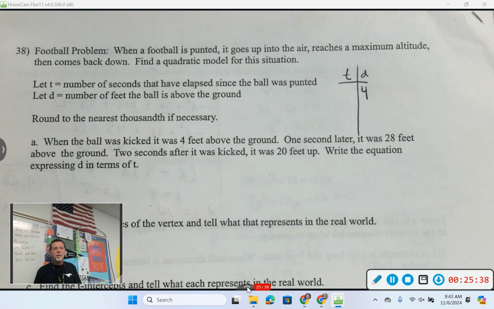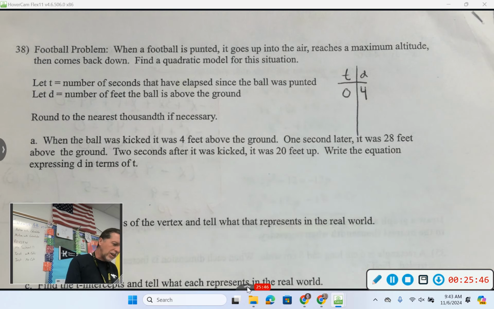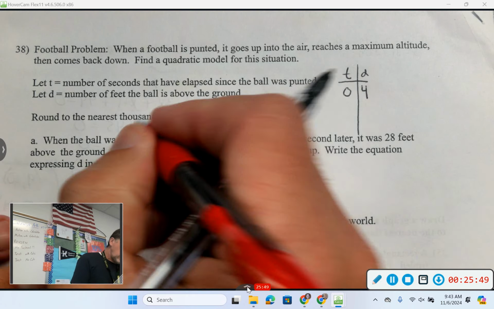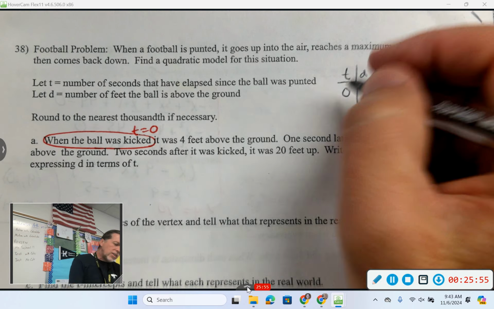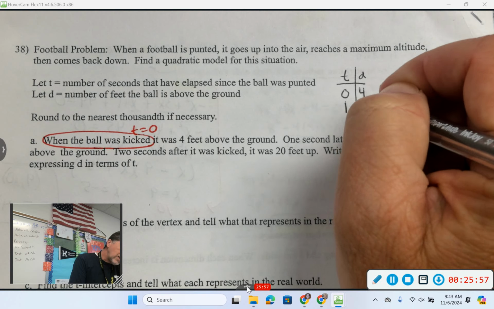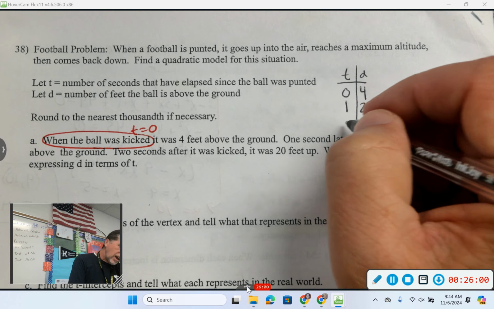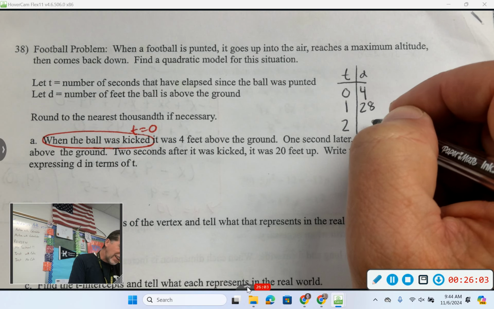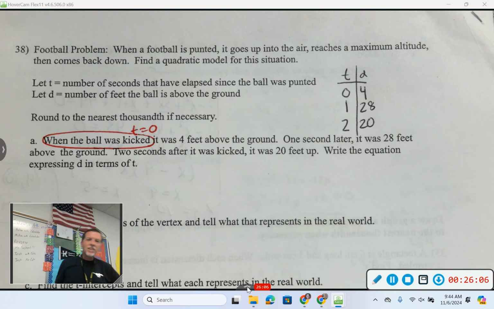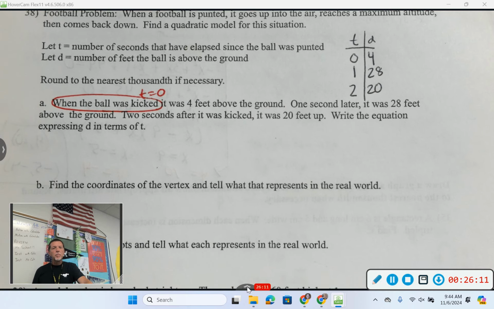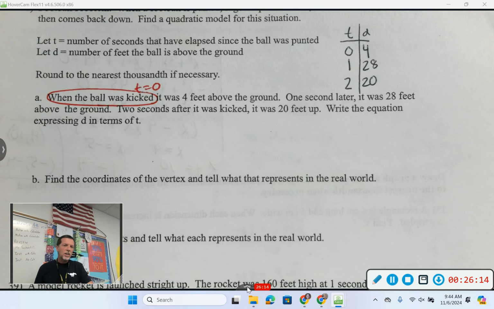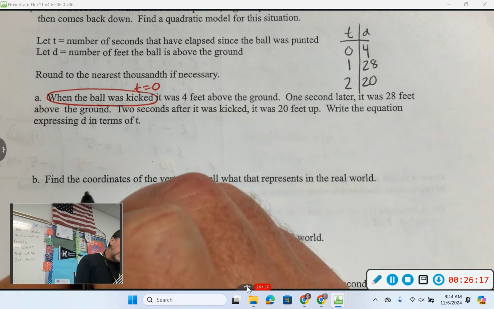So that's kind of a tricky one. What was the time when it was kicked? 0. So it didn't come out and say it, but it gave you enough there. When the ball was kicked, time equals 0. 1 second later, it was 28 feet above the ground, and 2 seconds later, it was 20 feet above the ground. So it's already peaked and it's started coming back down here. Write the expression d in terms of t.